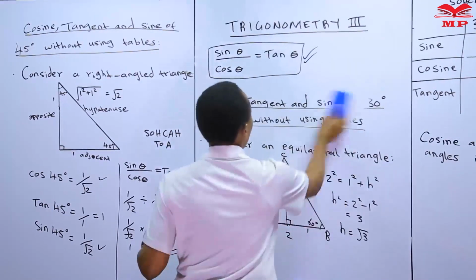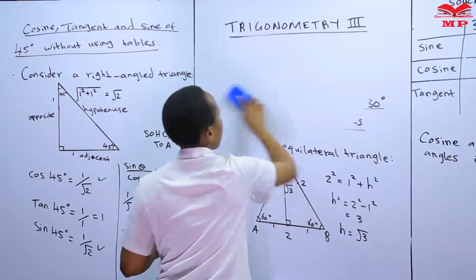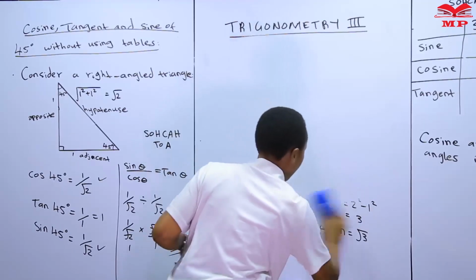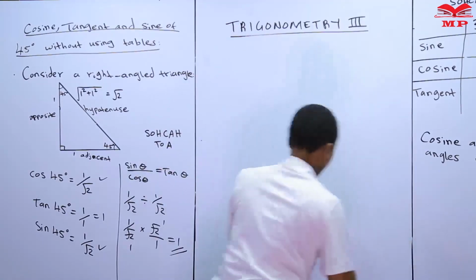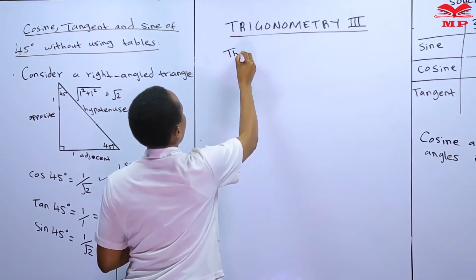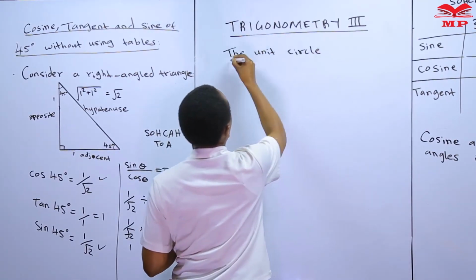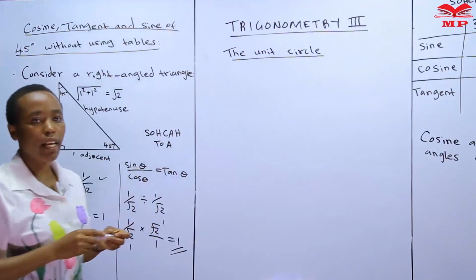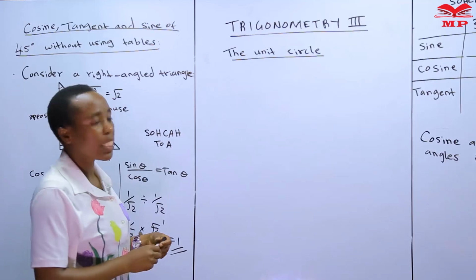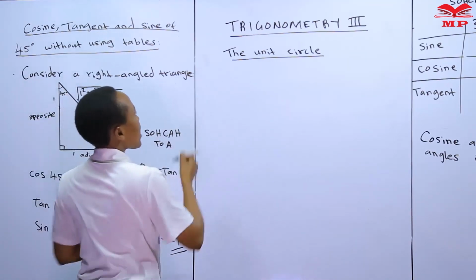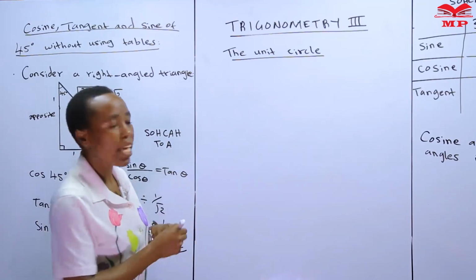Then also, I'd like to mention something about the unit circle, something small on the unit circle. In the previous topic, that is in Trigonometry 2, a unit circle is a circle with a unit radius and center 0, 0.